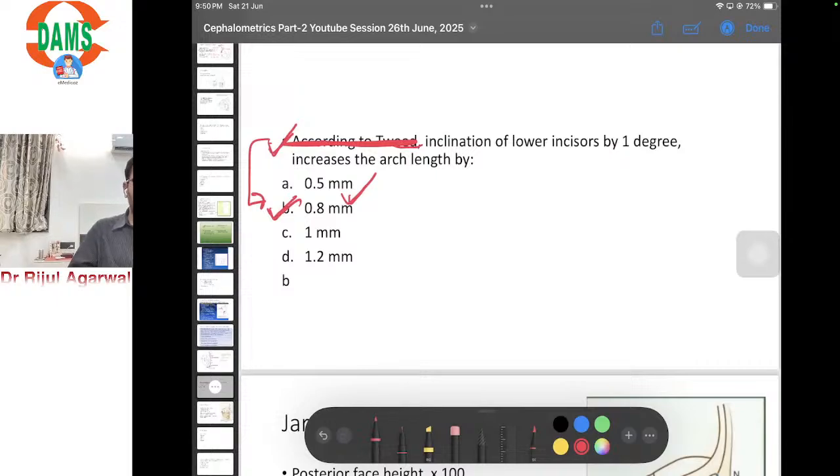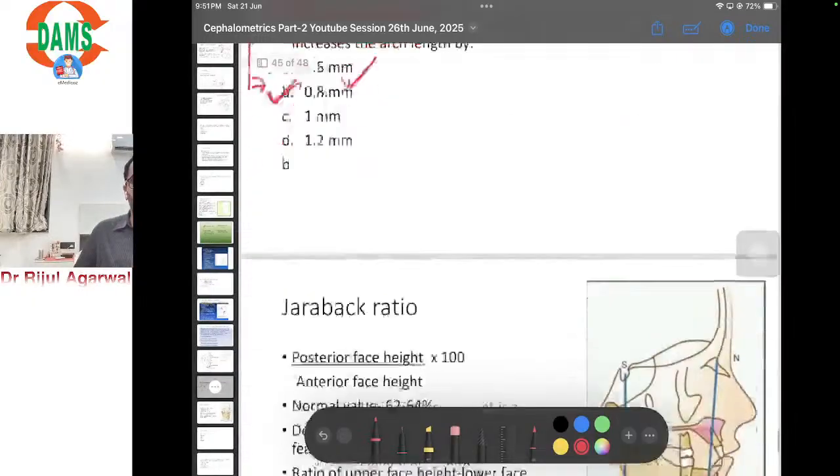So that means the question is asking whether you procline the lower incisors by 1 degree. If you procline, the arch length increases by 0.8 mm. If you retrocline or decrease the lower incisor inclination by 1 degree, the arch length decreases by 0.8 or 0.5, whichever way they have asked you.